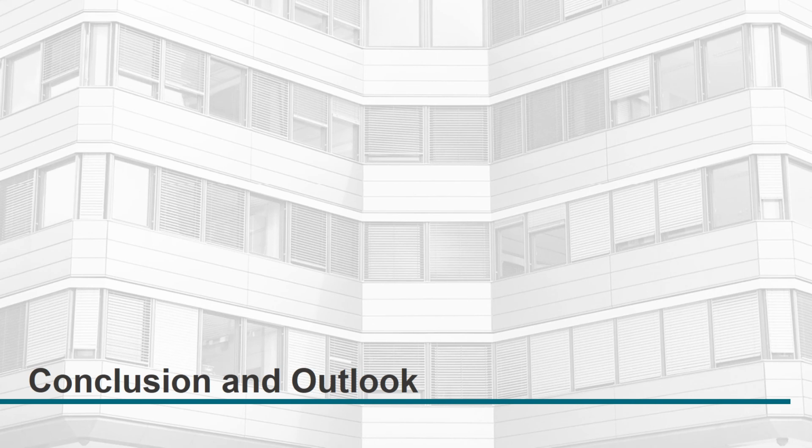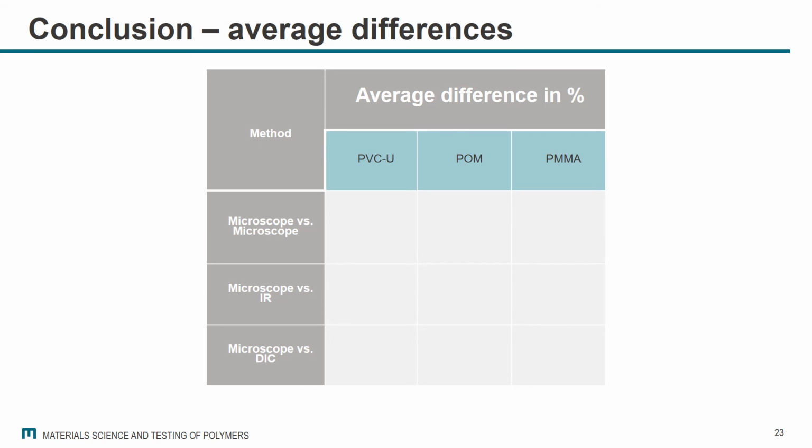This brings me to the conclusion and the outlook of my presentation. Finally, I want to give you a short conclusion about the measured average differences in the crack length. Here you can see the three test setups which were used, so the microscope versus microscope, the microscope versus IR, and the microscope versus DIC, and the three polymers, so the PVC-U, the POM, and the PMMA. As you may know, the crack lengths were determined on the front and the back side of the specimens, therefore we got an average difference. And now I wanted to present you the results.